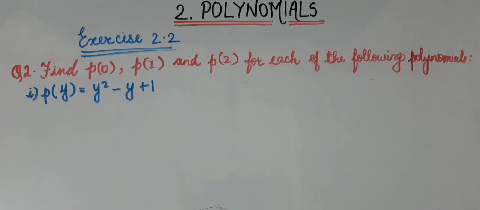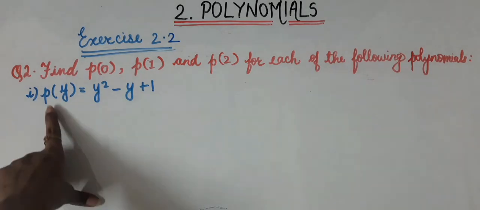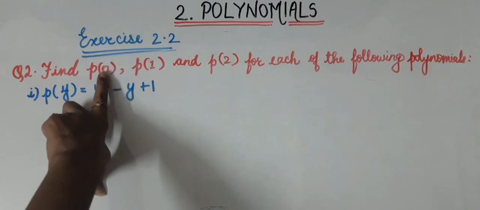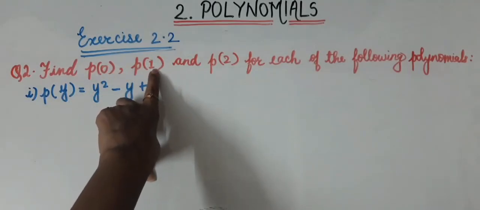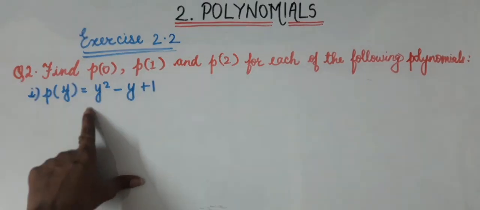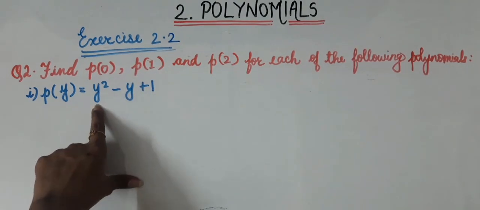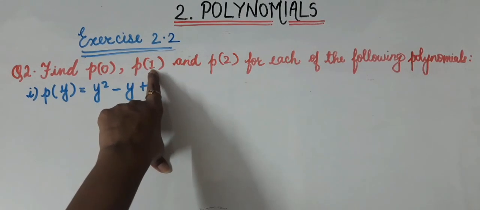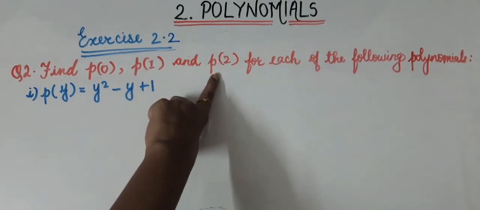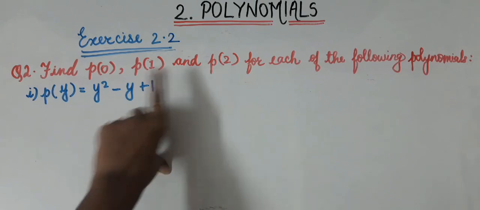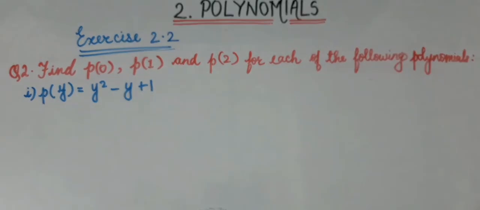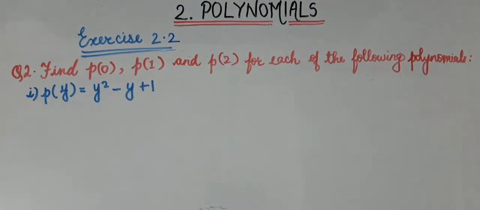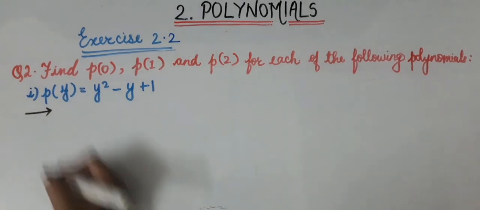Okay. So p of 0 means what? We need to find the value of this p of y at y is equal to 0. Then p of 1 means we need to find the value of the polynomial at y is equal to 1. Then the third one, p of 2 means we need to find p of y at y is equal to 2, and we know how to do it. Clear? The question is the same, only the way of asking is different. Okay, so solve for it.